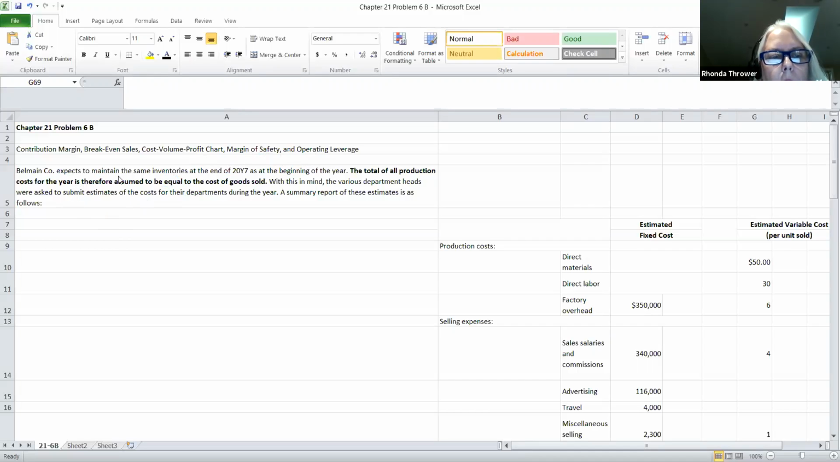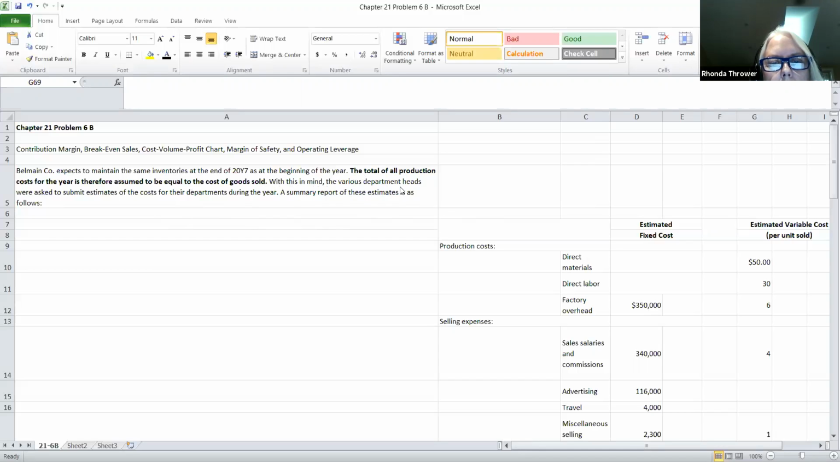Bell-Main Company expects to maintain inventories at the end of 20Y7 as at the beginning of the year. The total production cost for the year is therefore assumed to be equal to the cost of goods sold. You can see I put this in bold so you would know that they're going to have you calculating cost of goods sold, and it's going to be equal to the total of all the production cost, which will be your materials, your labor, and your overhead.